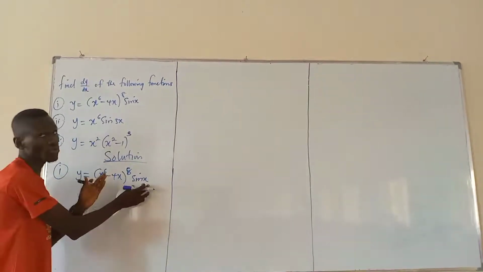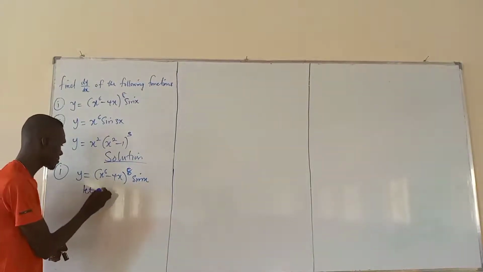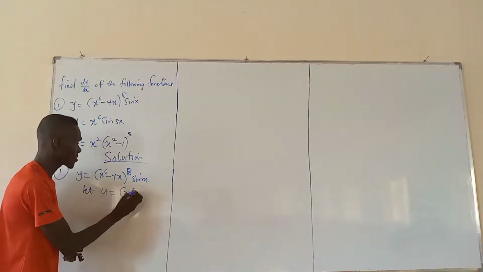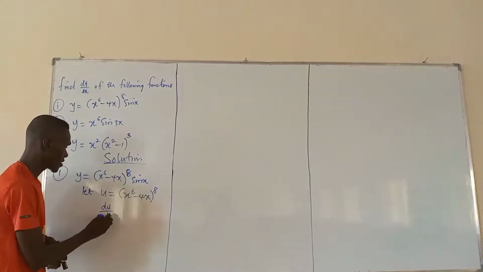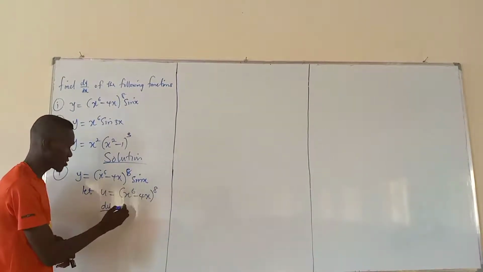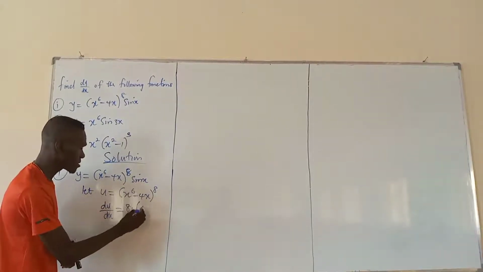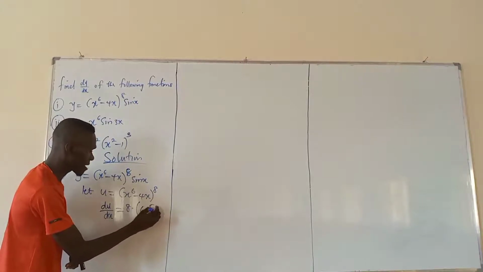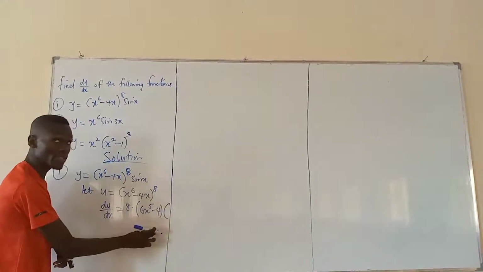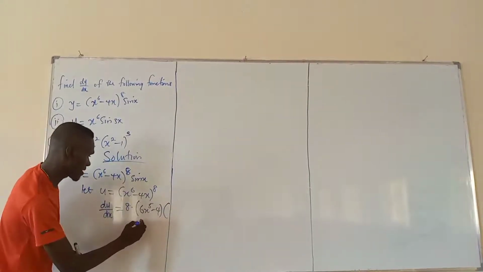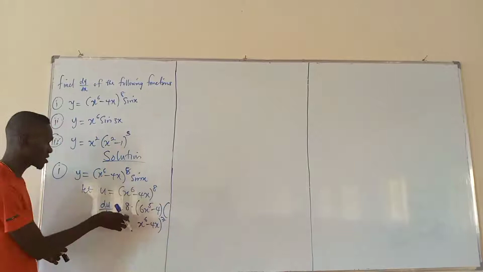You can decide to pick your u to be sine 3x, or pick your u to be this. But as for me, I'll be picking, let's say, u is equal to (x^6 minus 4x) raised to power 8. So that our du/dx is going to be: bring down the power, which is 8, times differentiate the inside. Differentiating the inside is going to be 6x^5 minus 4. Then bring back the function as it is, so bringing back the function, I'll be having x^6 minus 4x. I have to remove 1 from the power, which is 7. So this is our du/dx.